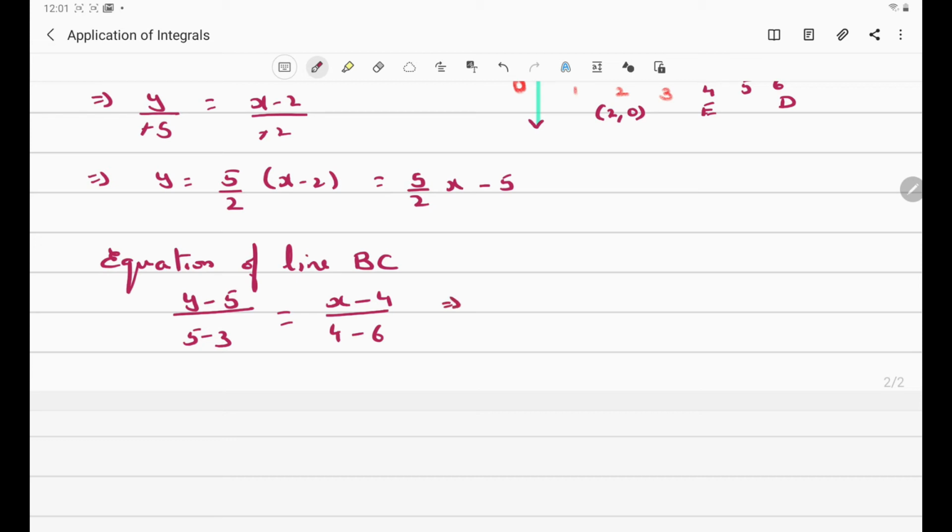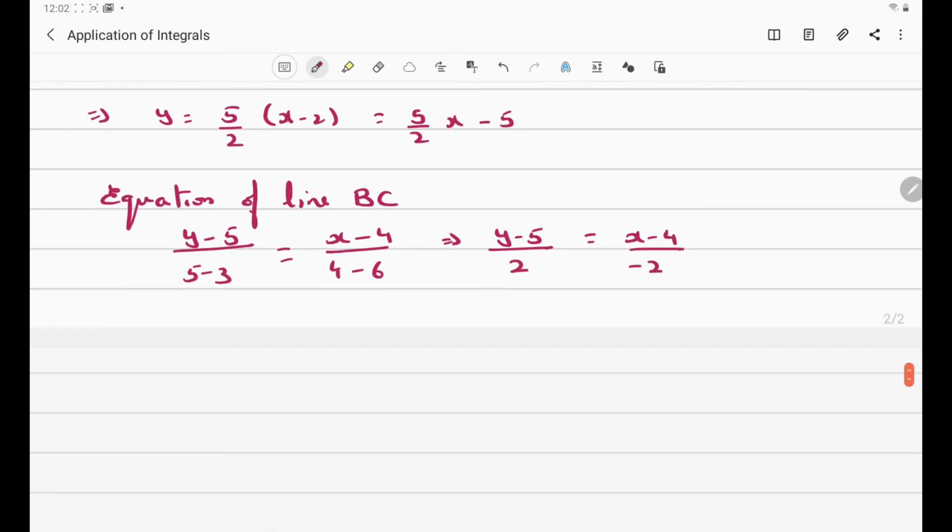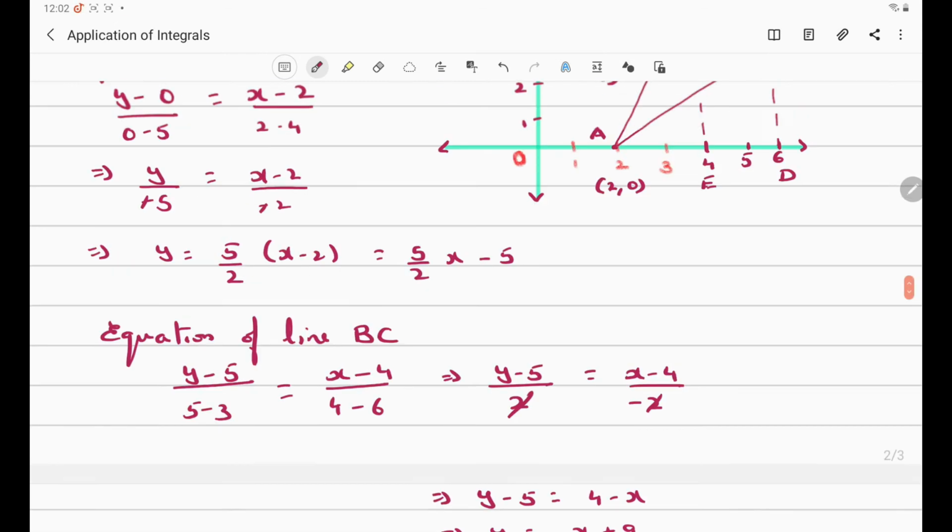So this implies (y - 5)/(5 - 3) = (x - 4)/(4 - 6), that is (y - 5)/2 = (x - 4)/(-2). So 2 and 2 get cancelled, and we get y - 5 = (x - 4)/(-1), which becomes 4 - x, or y = -x + 9. So this becomes the equation of the line BC.